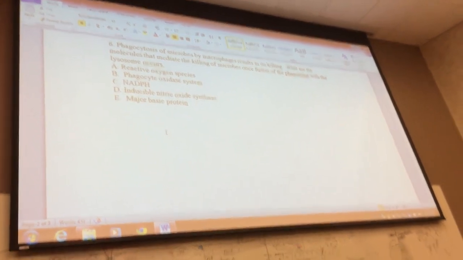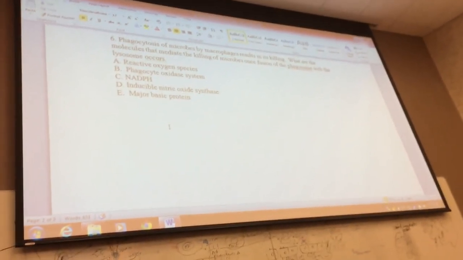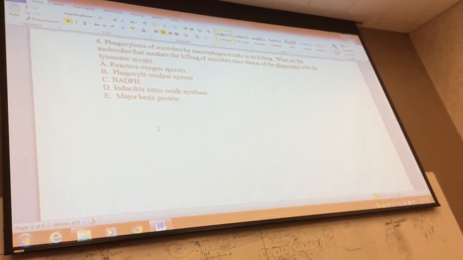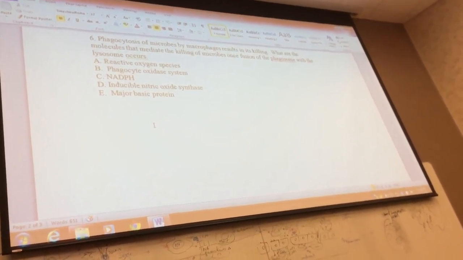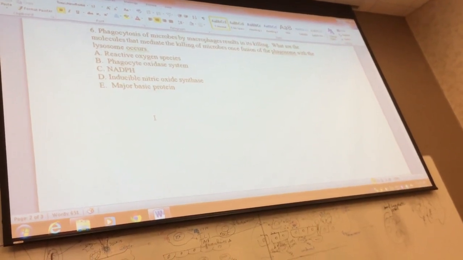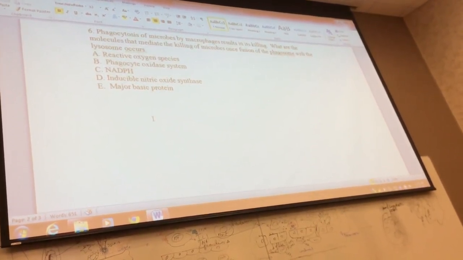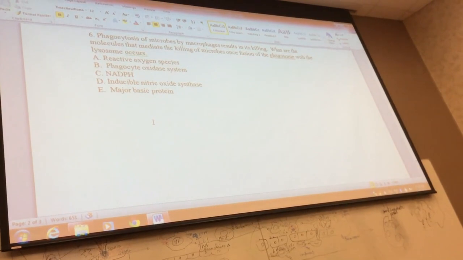Phagocytosis of microbes by macrophages results in their killing. What are the molecules that mediate the killing of microbes once fusion of the phagosome with the lysosome occurs? That was an easy one.